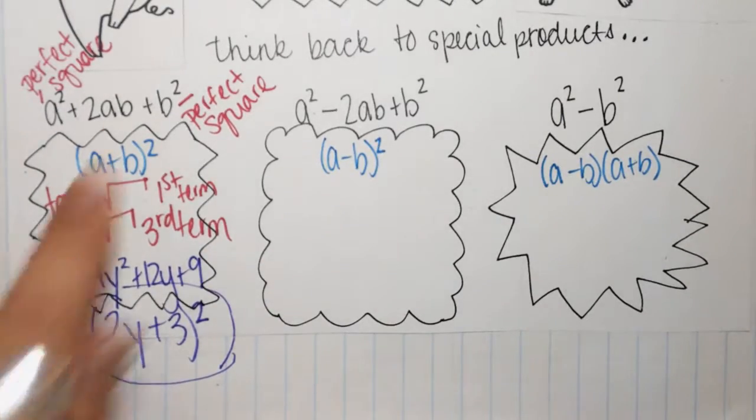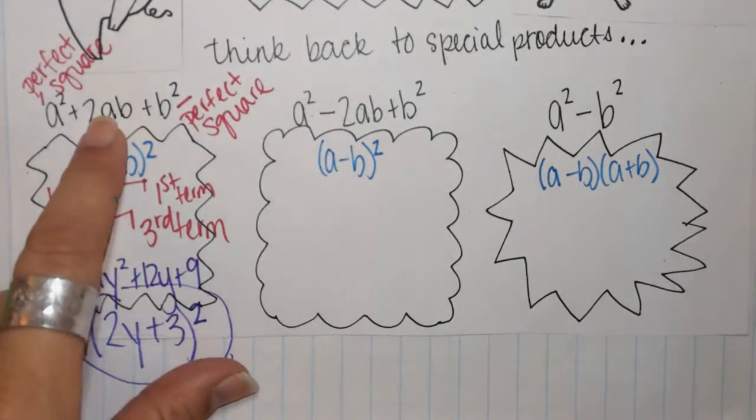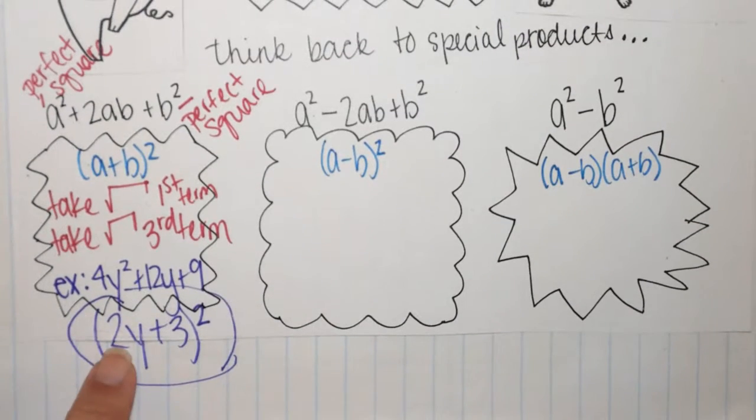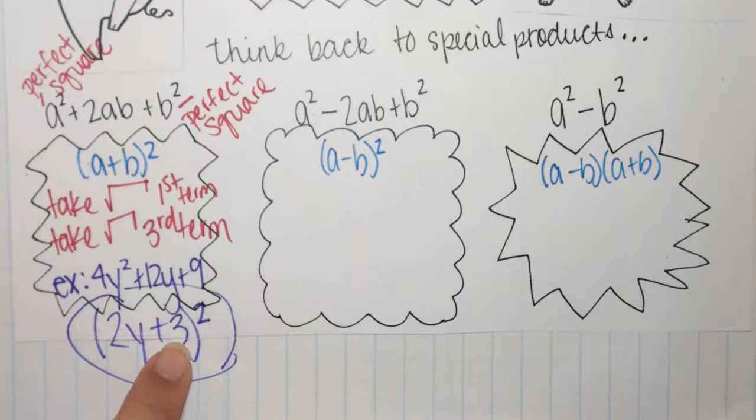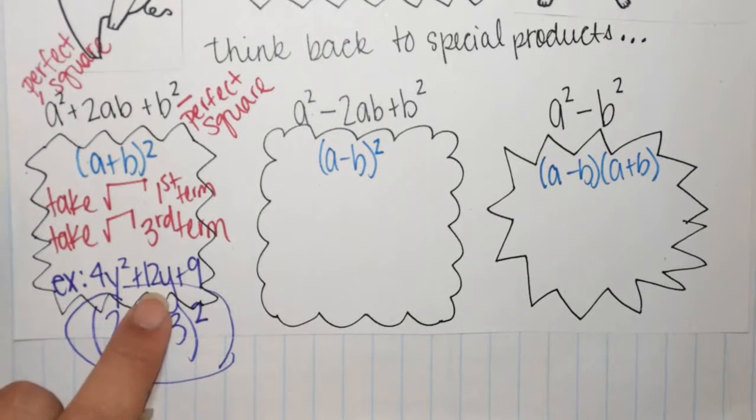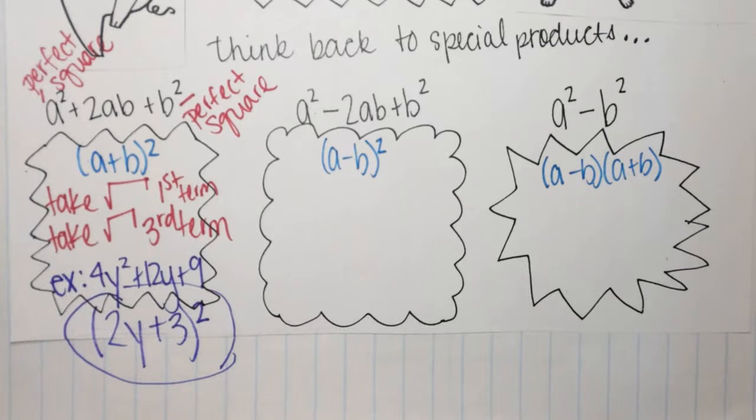Okay, so it's a great question. What is our middle term? 2 times A times B, right? A is 2. B is 3. What's 2 times 3? Times 2 is? There it went. So it disappears.